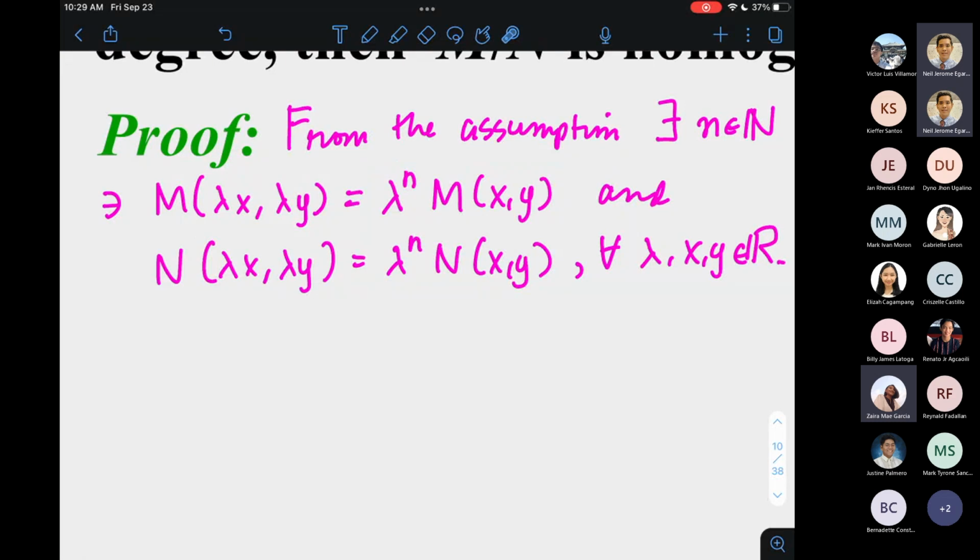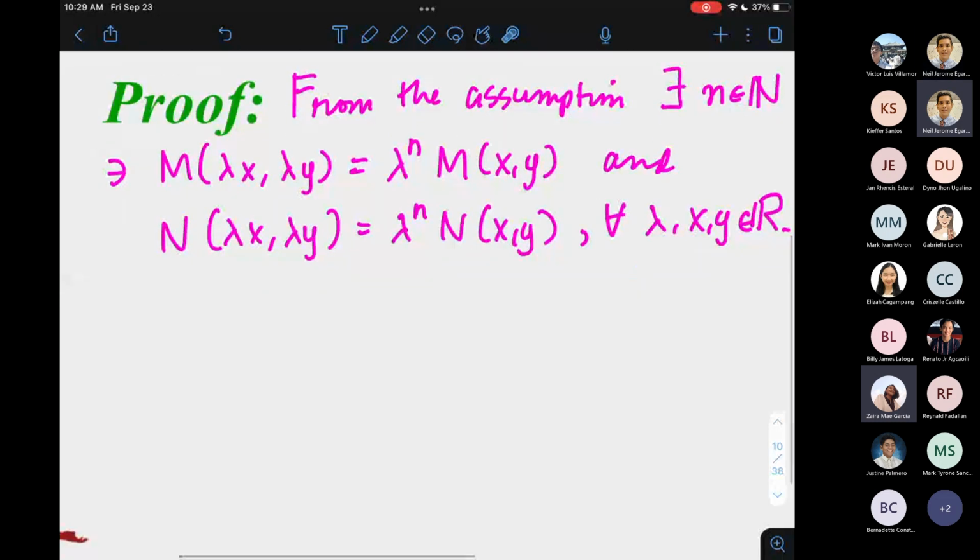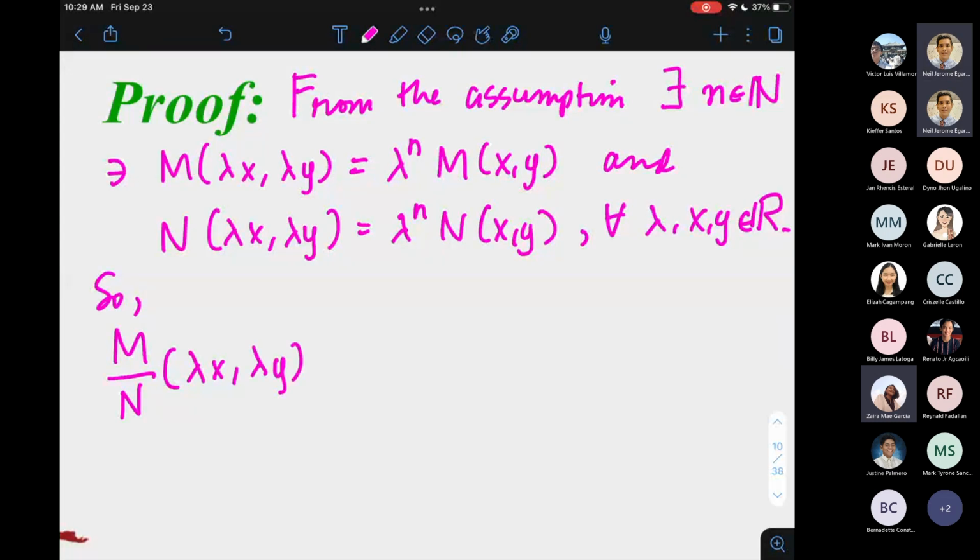Tapos ano yung gusto natin ipakita? The goal is to check whether m over n is homogeneous. And further, we want to show that m over n is homogeneous of degree 0. Yun yung goal natin. So check natin, ano yung itsura ni m over n of lambda x, lambda y. Because again, ganito tayo nag-check ng homogeneity. Yung function na gusto nating i-check kung homogeneous, papalitan ko lahat ng x's by lambda x, papalitan ko lahat ng y by lambda y. Here we're checking if m over n is indeed homogeneous.